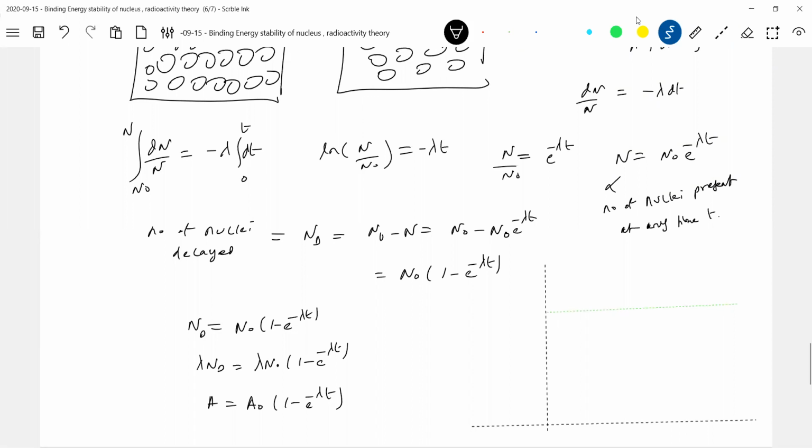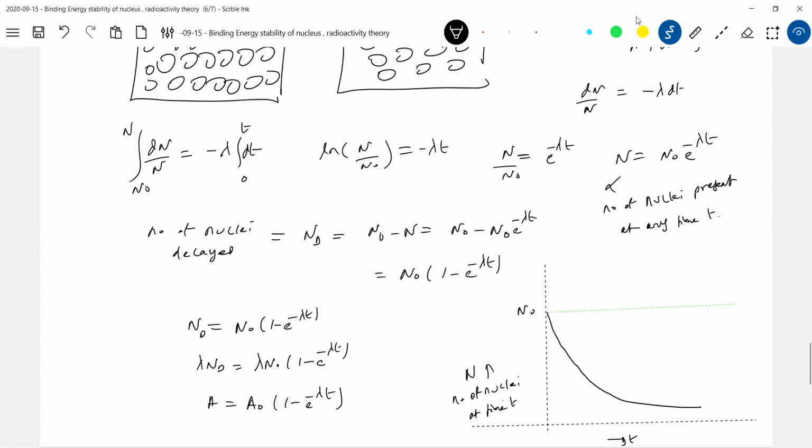If I plot, first it is N naught. This is what, N survived, no? At t equals 0, the number survived is N naught, and with time, we'll get a curve like this. What is this N? The number present at any time. At different places, I'm representing the number of nuclei at time t. This is the N I'm showing.